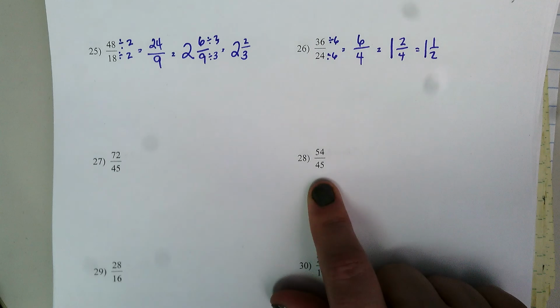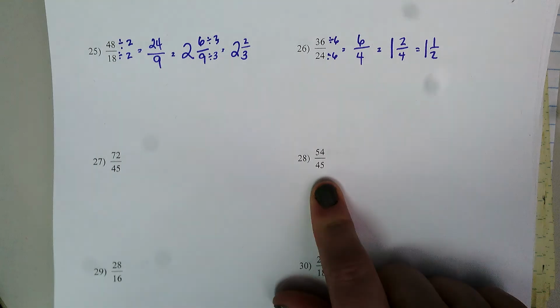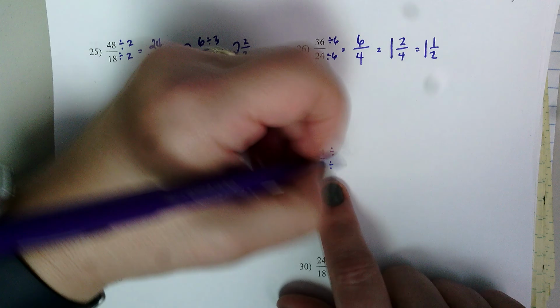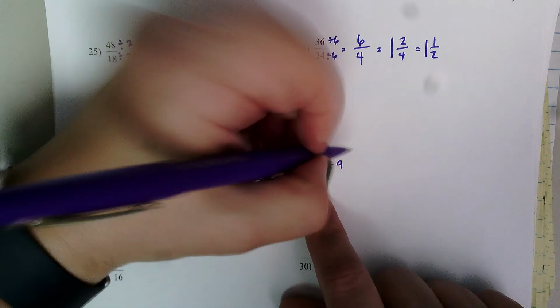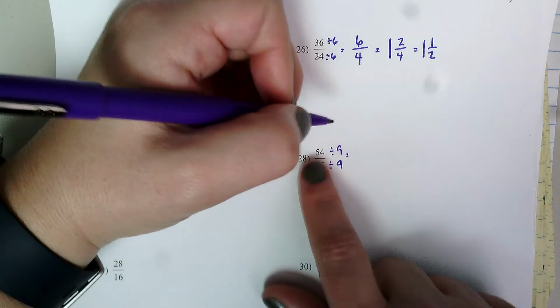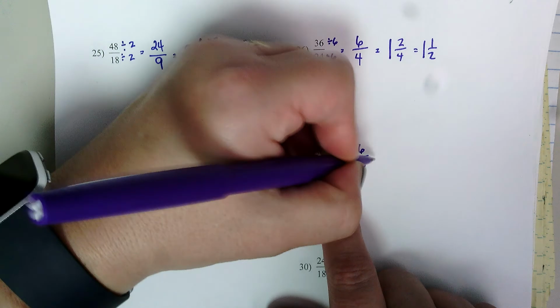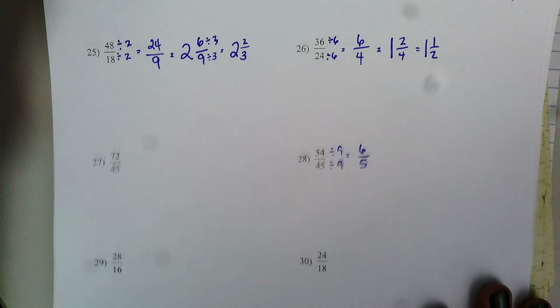All right, I will do one more of these, and this one's a big one, 54 over 45. I happen to know my 9s, and I know that 9 times 5 is 45, so I can divide 9 out, and 9 times 6 is 54. So 54 divided by 9 is 6, 45 divided by 9 is 5. And so look at there, 6/5 is way easier to turn into a mixed number than 54 over 45.